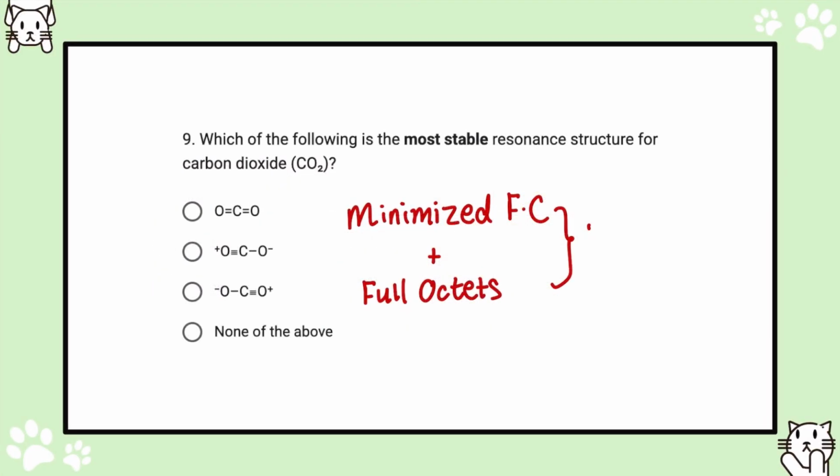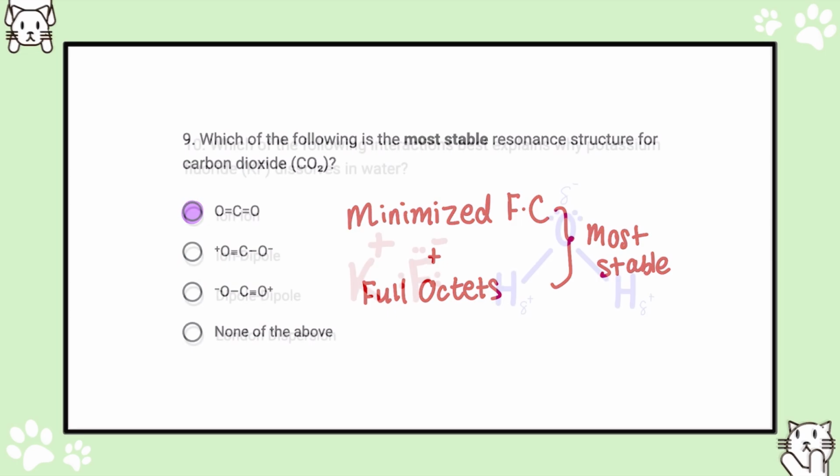Question 9. The most stable structure would ideally have minimized formal charges on all atoms and full octets. So, the first option would be correct, because clearly that's not the case in any of the other options.